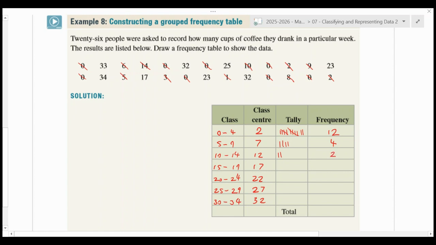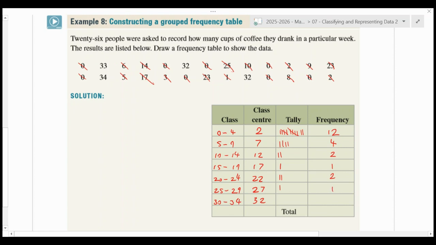Now 15 to 19. Nothing on the top row. I've got the 17 there, so that's 1. Next one, 20 to 24. Oh, 23 is one of them. 23 is definitely one of them. So that's 2 there. 25 to 29. Oh, there's a 25. And that's about it. So 1 on that one.